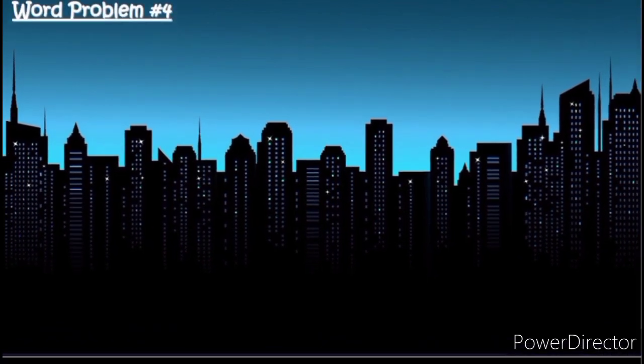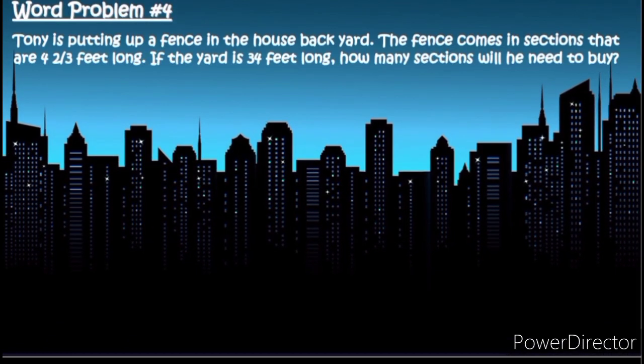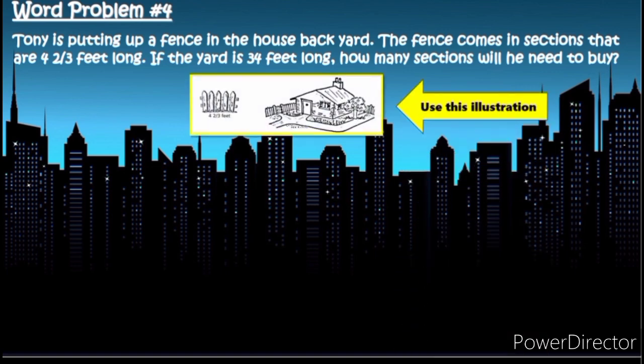Problem number 4. Tony is putting up a fence in the house backyard. The fence comes in sections that are 4 2/3 feet long. If the yard is 34 feet long, how many sections will he need to buy? Let's use this illustration. The backyard is 34 feet long. You need to divide it by a fence with a length of 4 2/3 feet.